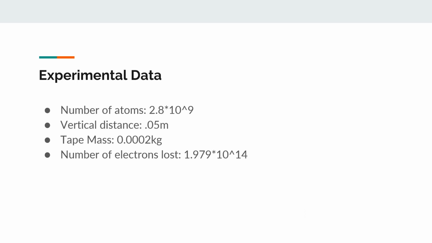So the data that I collected includes the number of atoms, which is 2.8 times 10 to the 9th. This is found by dividing the mass by atoms, in which case we get 2.8. And then we have the vertical distance moved. This was measured with a meter stick. And then we have the total mass. And then we have the number of electrons lost at 1.97 times 10 to the 14th power.